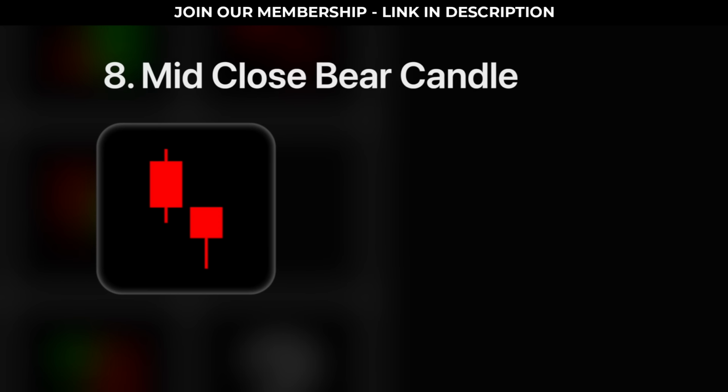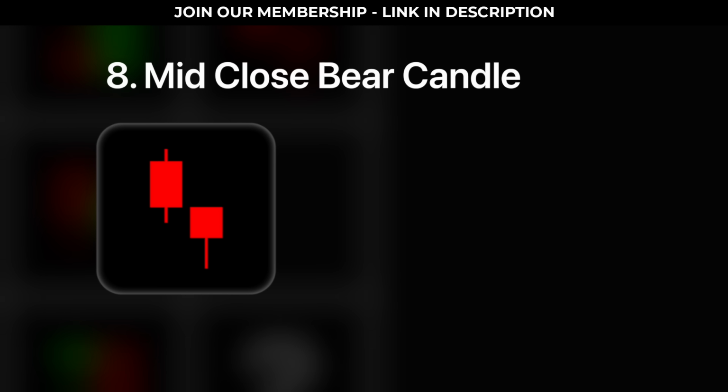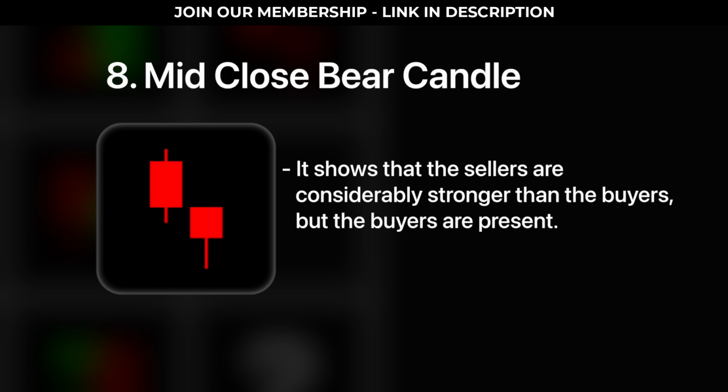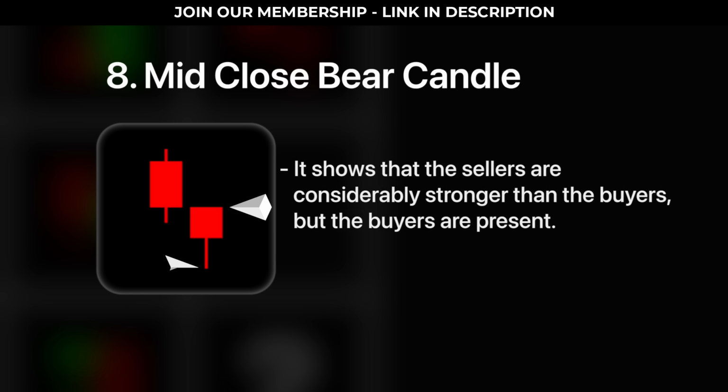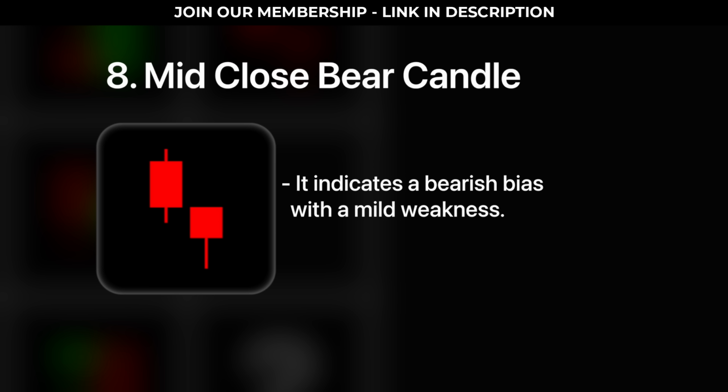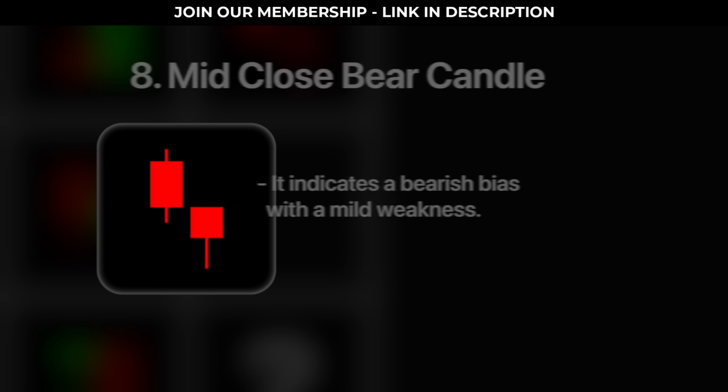Number 8. Mid-close bear candle. This pattern can be identified by a close that is below the previous candle range, but in the middle third of its current range. It shows that the sellers are considerably stronger than the buyers, but the buyers are present and have pushed the prices up from the low to close near the middle. It indicates a bearish bias with a mild weakness.